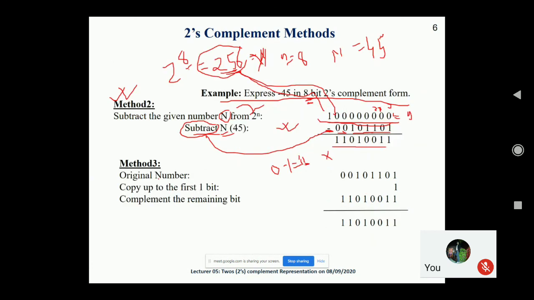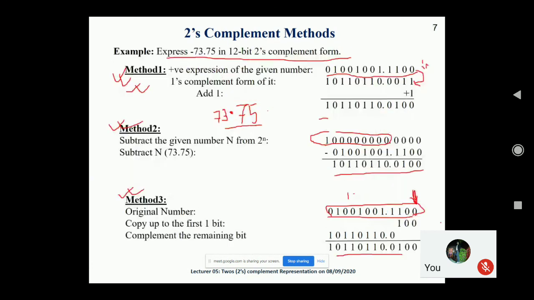Now see here, in this particular example, 0, 0. Now what is the first bit? We are starting from the LSB, but the first bit is 0, not a 1. So what happens is, as it is, we are copying down.